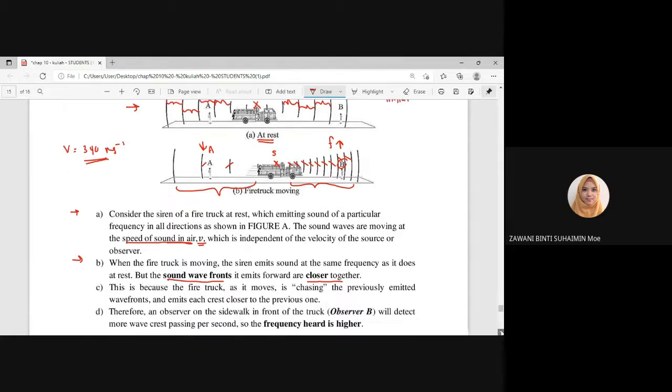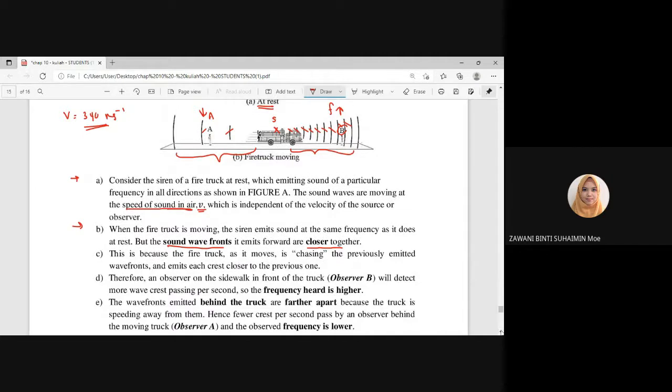Okay. So this is because the fire truck as it moves is chasing the previously emitted wave front and emit each crest closer to the previous one. So maksudnya dia seolah-olah mengejar wave yang dia dah lepaskan. Maksudnya wave yang ni seolah-olah mengejar wave yang ni. Sebab apa? Sebab direction of source of sound tu dia bergerak ke sini. Macam tu lah basically. So itu contoh ayat dia lah.